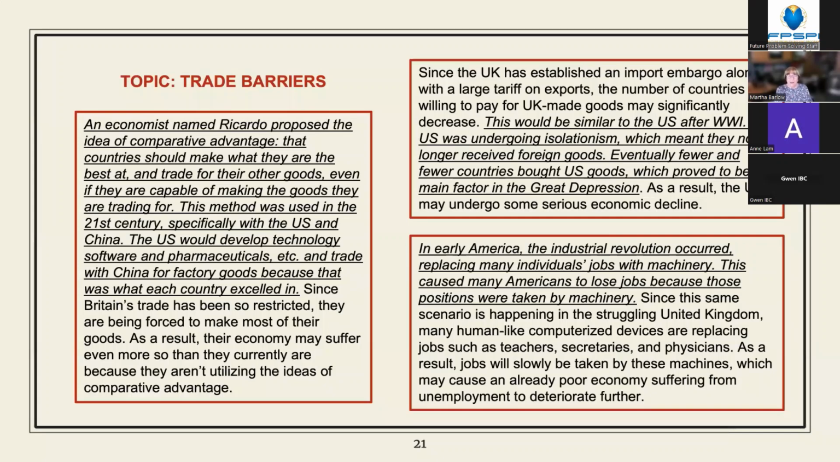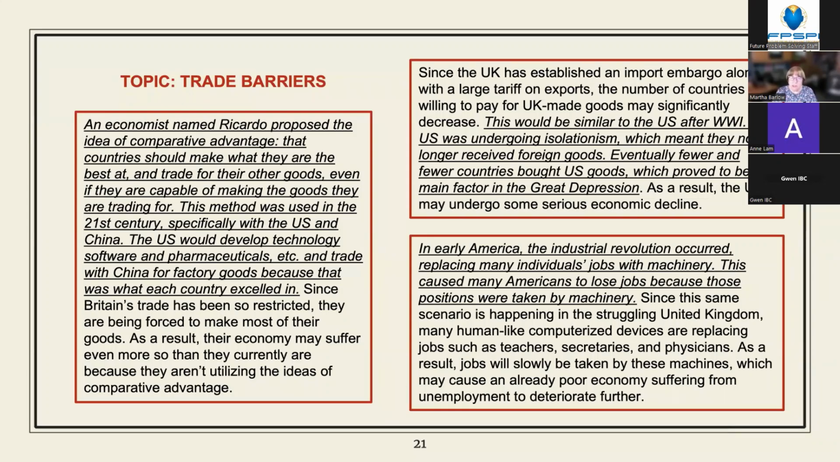On the upper right, since the UK has established an import embargo along with a large tariff on exports, the number of countries still willing to pay for UK-made goods may significantly decrease. And so this would be similar to the US after World War I. The US was undergoing isolationism, which meant they no longer received foreign goods. Eventually, fewer and fewer countries bought US goods, which proved to be a main factor in the Great Depression. So as a result, the UK may undergo some serious economic decline.